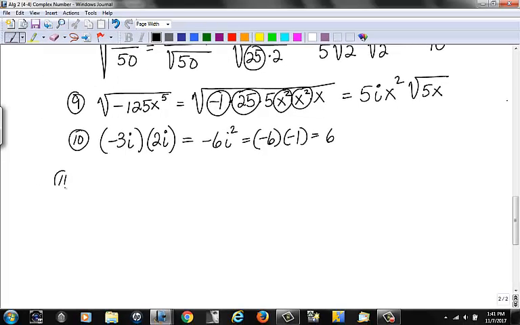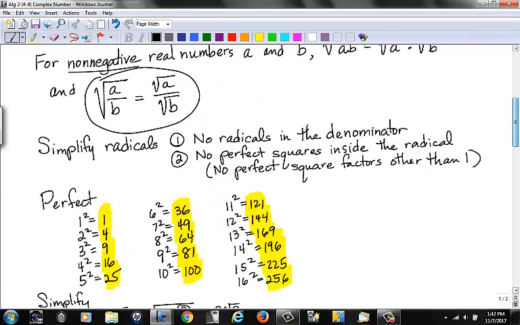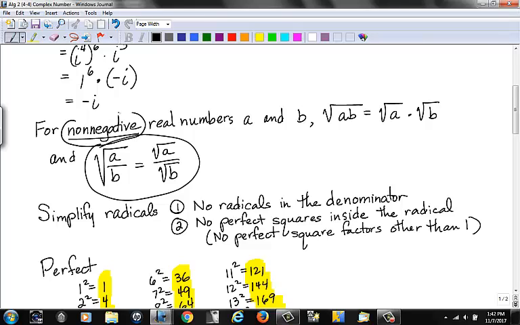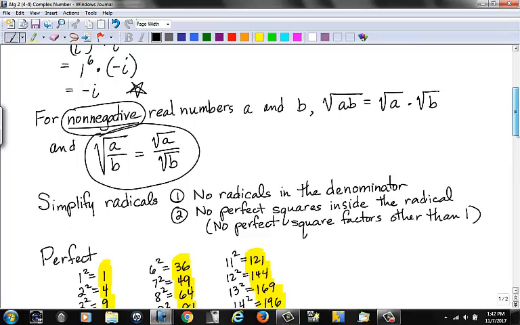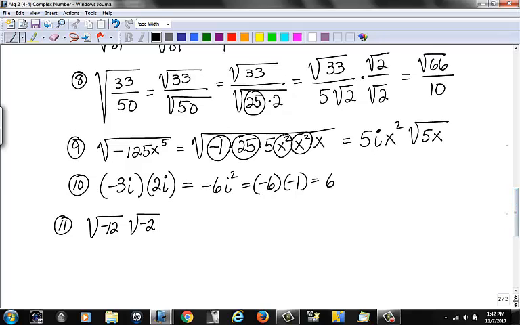Okay, another one. Say you have square root of negative 12 times the square root of negative 2. Very tempting to say that's the square root of 24. Anybody have that thought? Ignore that thought because you can only multiply those together if those are non-negative numbers. Okay? Star that, highlight that. You can't do that unless they are non-negative. So, you cannot say that's the square root of 24.